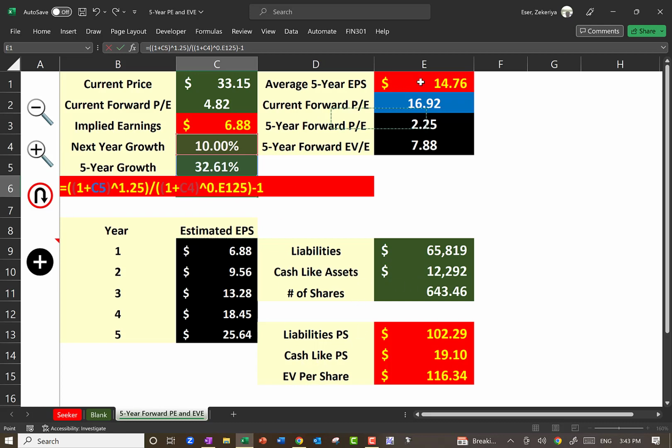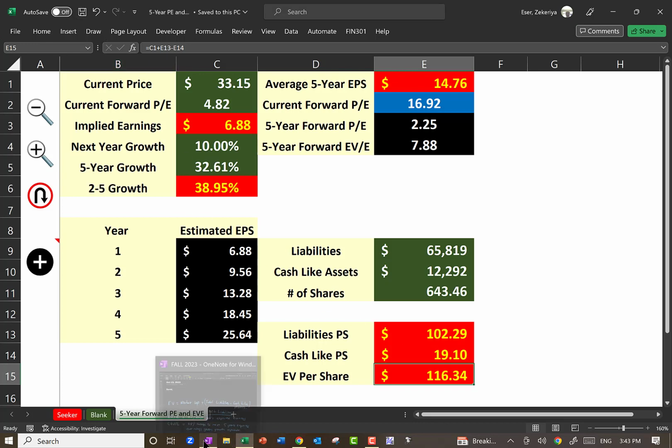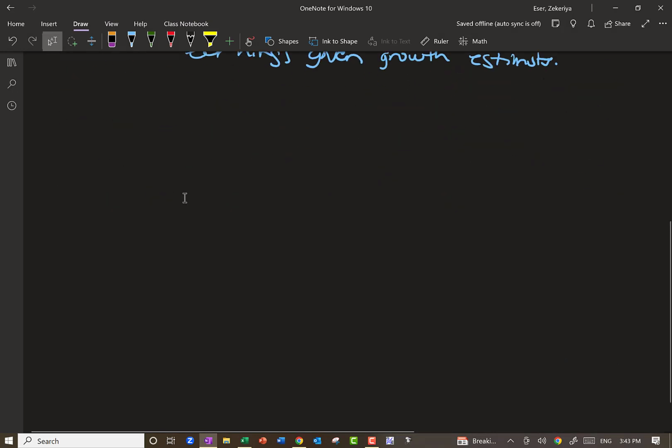And that's average 5 years earnings per share. And given liabilities, cash-like assets, and number of shares, we calculate liabilities per share, cash-like assets per share, and enterprise value per share. So let's actually make use of this in the airline industry. First, let's look at Delta Airlines.